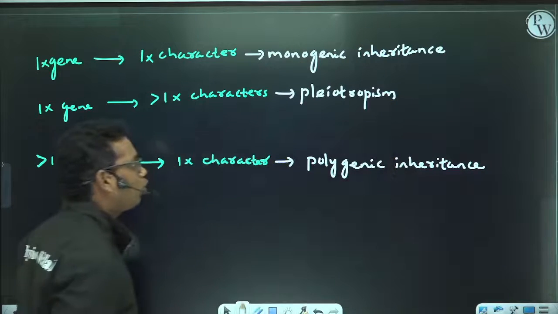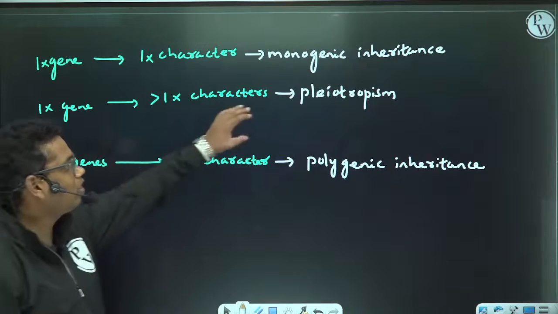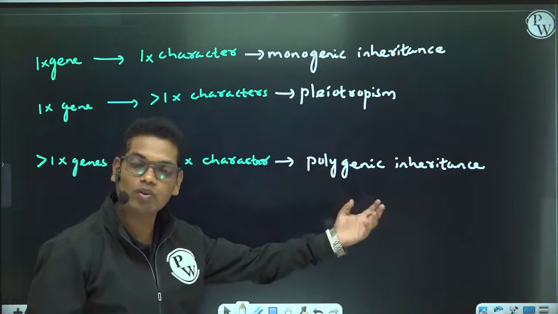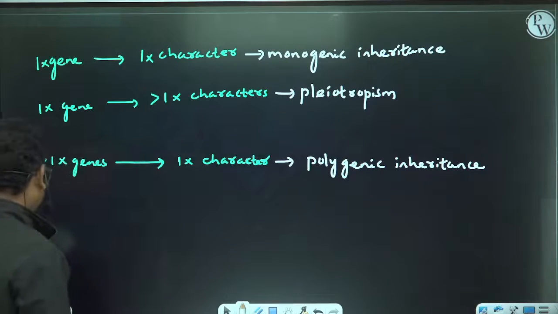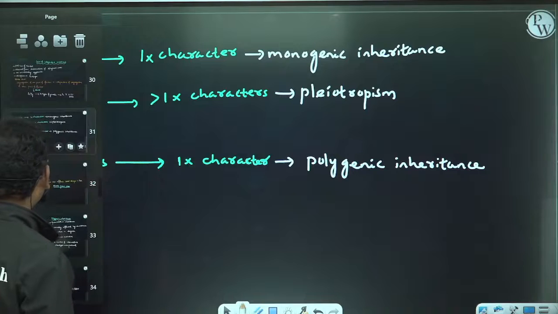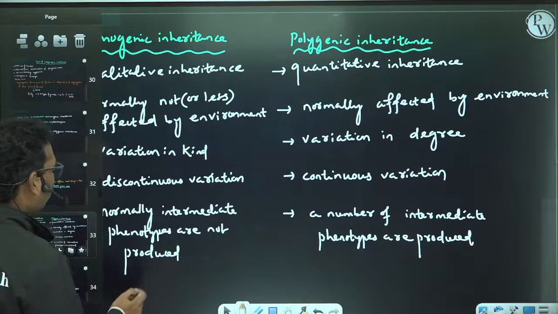What do you call that? Pleiotropism. We will discuss polygenic inheritance and pleiotropism. Then we will talk about the mutation. Okay. Now, let's talk about pleiotropism.